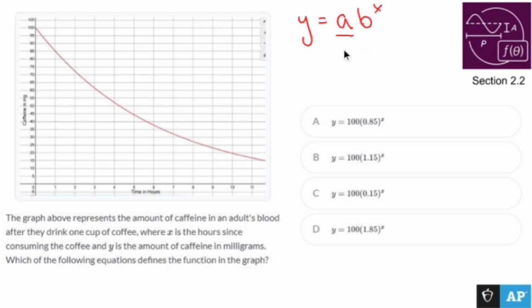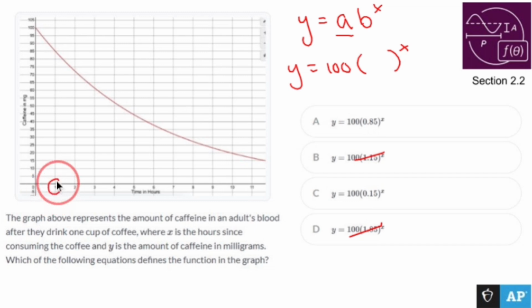All right, that's my initial amount. So A is going to be 100, so y equals 100. B, I don't know yet, but what I do have is decay. Decay means B has to be between 0 and 1, which excludes the increasing options. And so it's going to be to the x power. Now, I have to choose between 0.85 and 1.5.